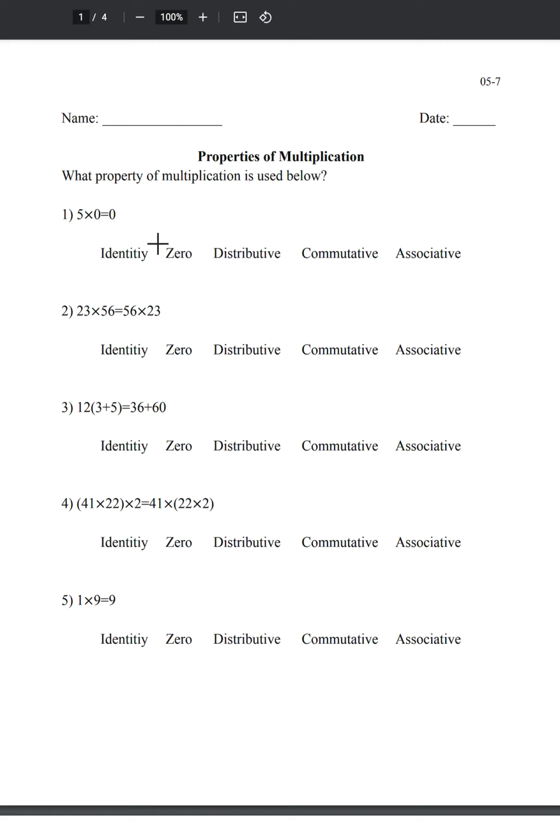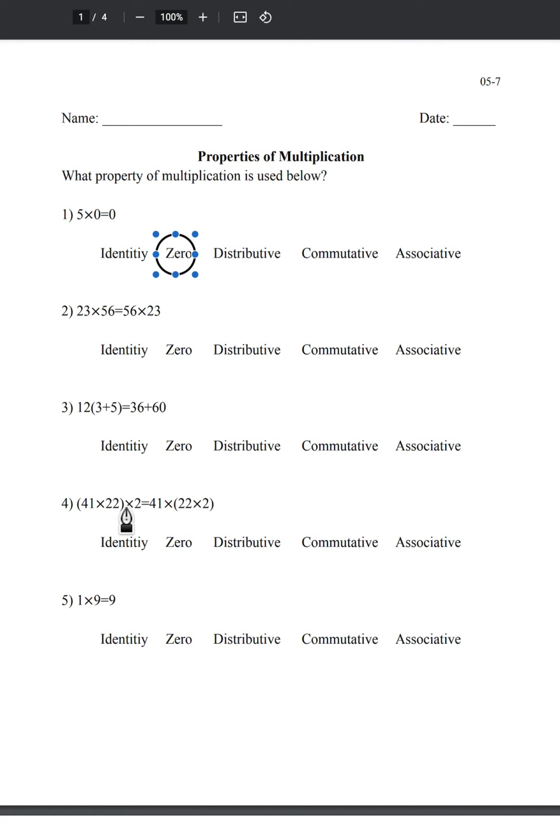Okay, so number 1 is pretty simple. If there was a 0 in any of these equations, then basically it's always going to be a zero property.